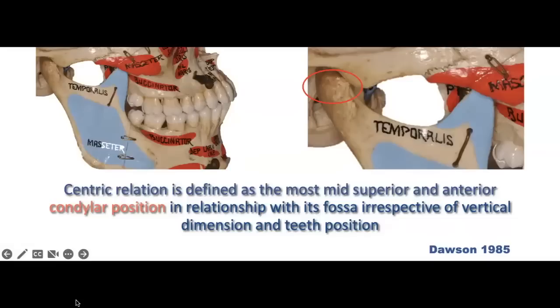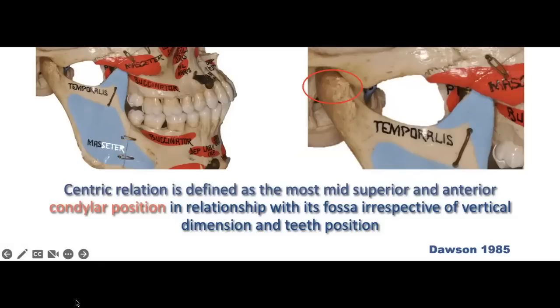See, centric relation is a condylar position. That's what we're trying to register when we are getting a bite registration in centric relation. We're not trying to register the position of teeth or the vertical dimension. We're trying to register the position of teeth when the condyles are in centric relation. So it's the condylar position that we're trying to register. And this is very important because now we're going to break down this concept.